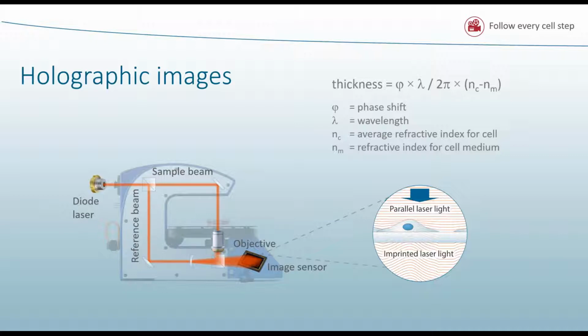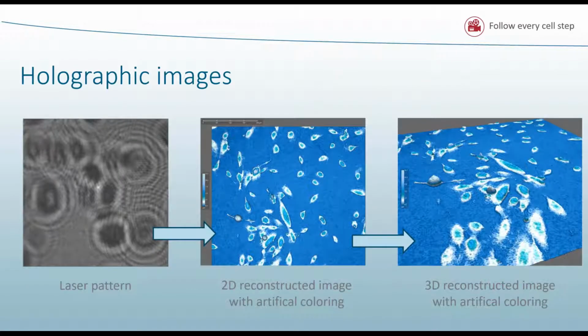That's what we measure. If you have the phase shift and you have the wavelength of the light, which is 635 nanometers, and you have the refractive index for the cell and for the surrounding medium, then you can calculate the thickness in each pixel in your sample. So once you have that calculation, the software can create pictures based on that. So now in this screen, you see holographic images.